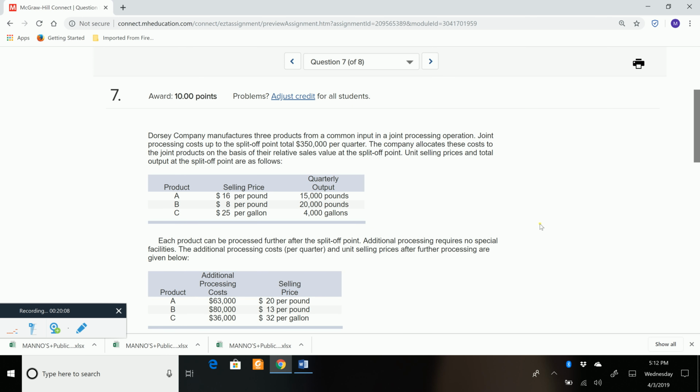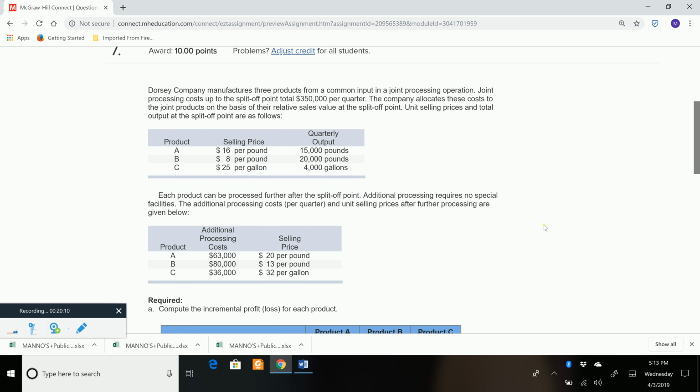And the last one for the day. We have a company that can make a product and they can stop at a certain point, sell that product for a profit, or they can decide to process further. And if they process further, they would actually produce another product that would sell for a higher price. But of course, additionally, we'd have additional production costs. So we need to decide, should we sell or should we process further and sell the additional product?